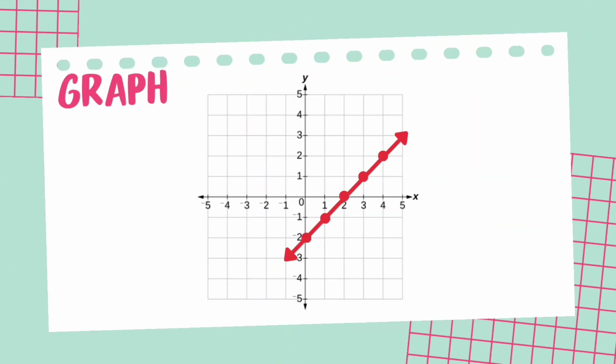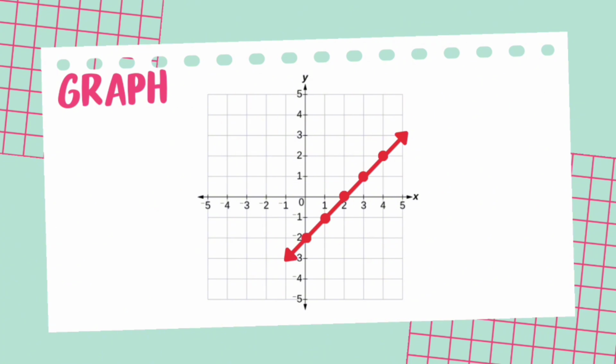After completing the table of values, let's move on to the graph. Here we have also the given. We have f raised to negative 1 of x is equal to x minus 2. So we have here the graph.